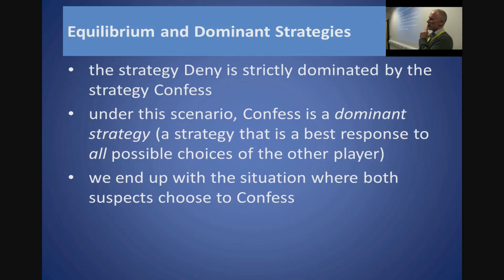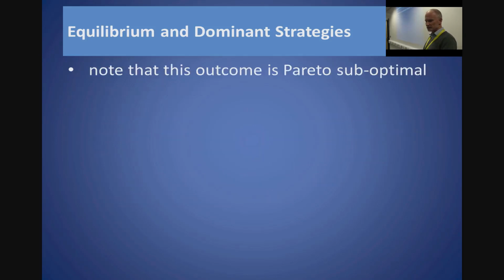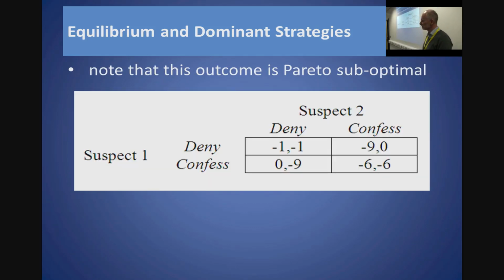Now what I want you to do, though, is reflect slightly on that. That was the game that we saw. And we said the outcome that we get, where there's a dominant strategy, is that both players will choose to confess. That's our equilibrium. That's the outcome. That's the most likely, the most plausible outcome we'll arrive at. Doesn't it strike you as a little bit strange? This means that both prisoners will spend 6 months in prison.